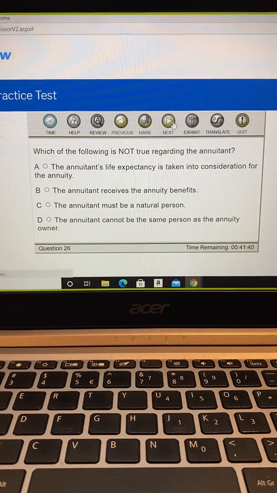Which of the following is not true regarding the annuitant? The annuitant's life span is taken into consideration for the annuity. The annuitant receives the annuity benefit, that's true. The annuitant must be a natural person, that's true. The annuitant cannot be the same person as the owner. The annuitant's life expectancy is taken into consideration. So it's D. That's right. The annuitant and the owner can be the same person. In most cases, it is.